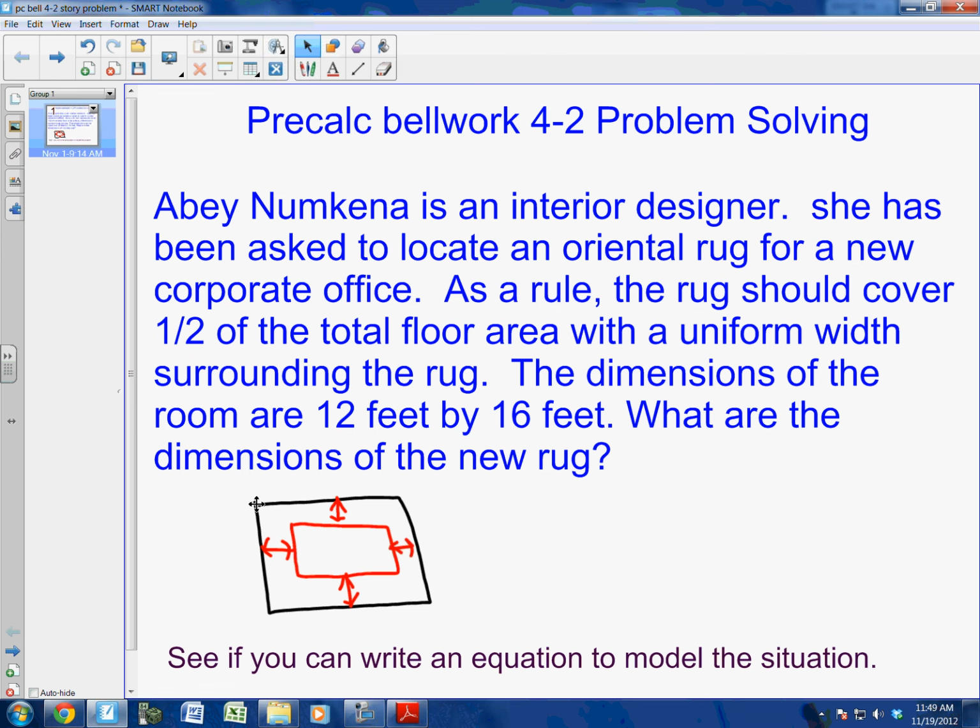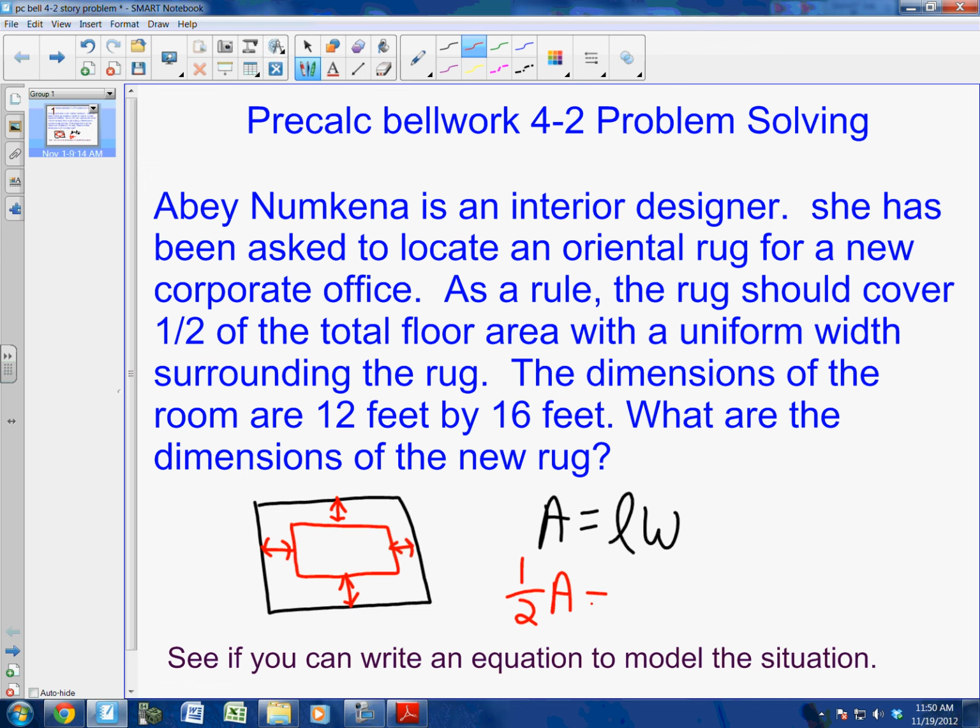But everybody, what's the area formula again, one more time, for a rectangle? Length times width, right? So area equals length times width. There is the model that you're going to use. Now you're going to make some substitutions in here. You want your new equation to be how much of the original area? 1/2 the original area. So we can do this: 1/2 of A equals, and think about this.